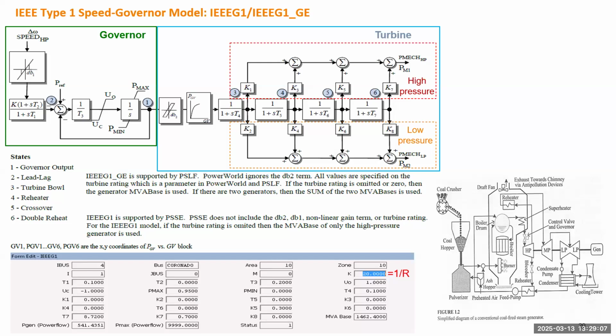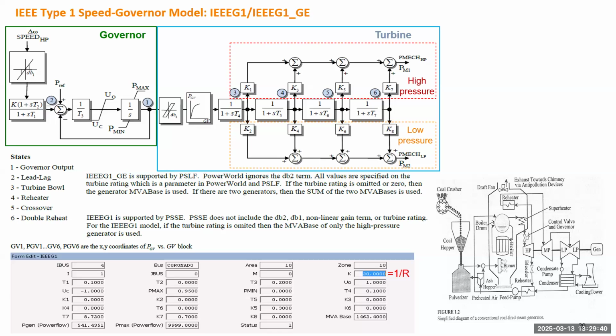So this is the type 1 speed governor model defined by IEEE. This is a very widely used model. If you compare that model here, we can explain what each component means. On the top left corner, that's the speed deviation. The speed deviation goes through the first component, which is the dead band.